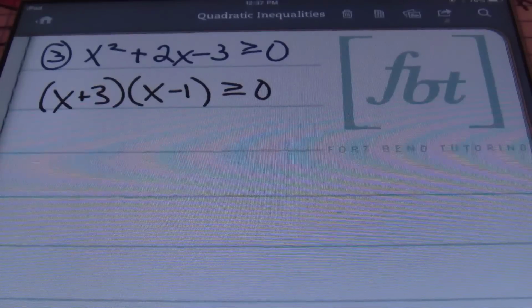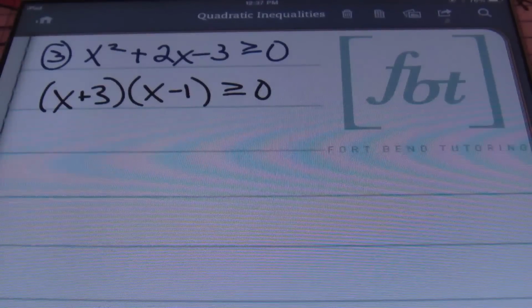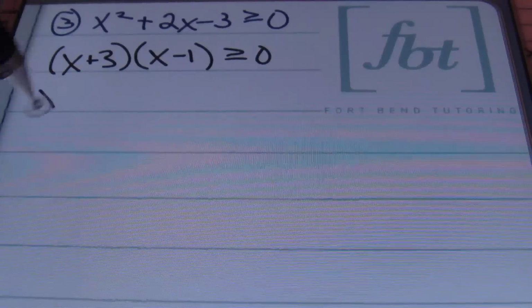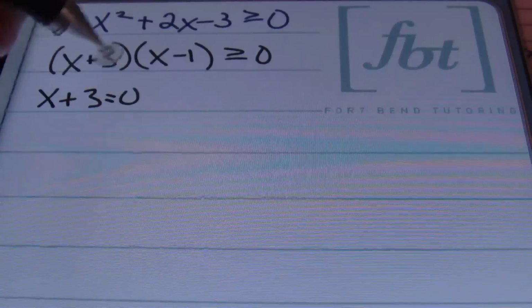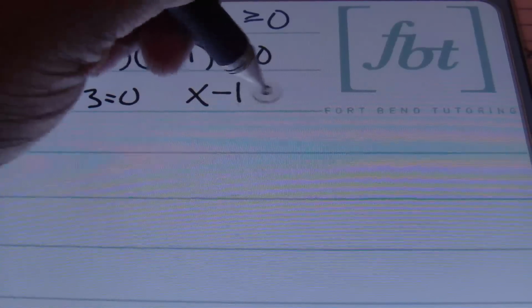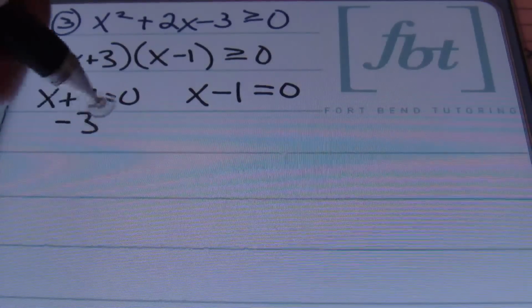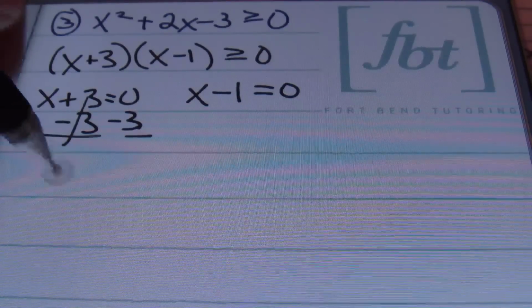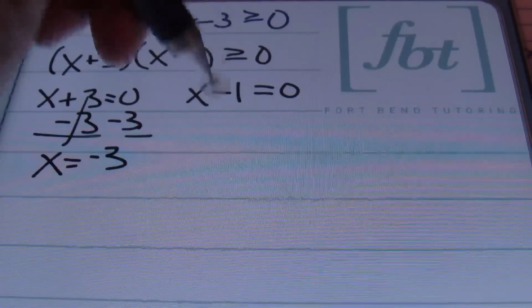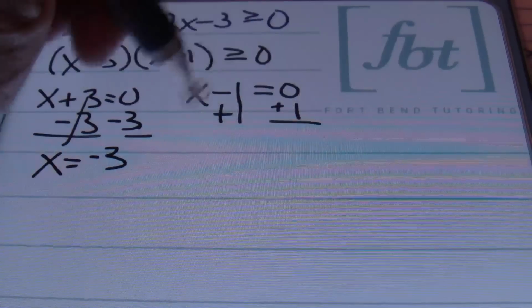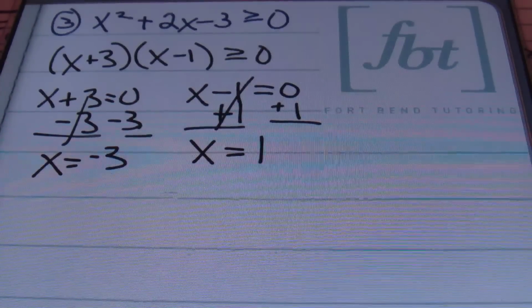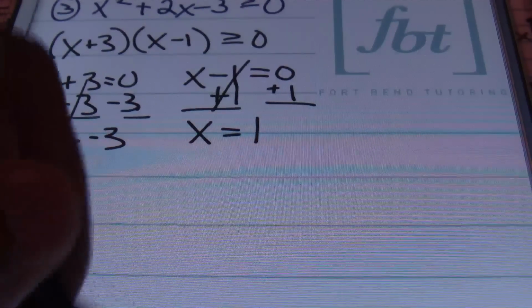Now that I have my factored form and it's set to 0, we're going to go ahead and find our critical values, which means we take each factor, set it separately equal to 0, and then solve for it. Here I'm subtracting 3 from both sides of the equal sign. I'm going to bring down x equals negative 3, and then I'll be adding 1 to both sides here. So I end up with x equals 1. These are going to be my critical values.